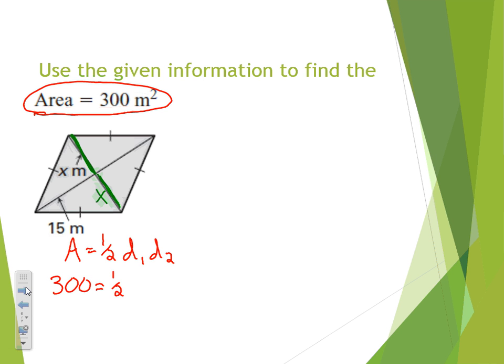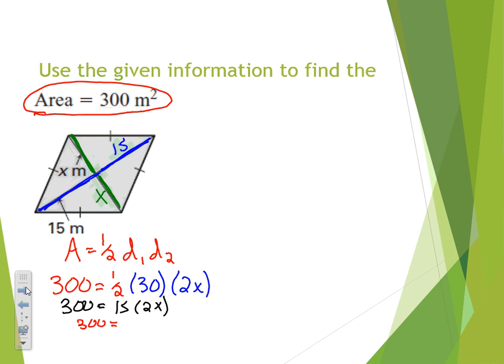Do the same thing here. This right here is 15. This side over here is also 15. So my diagonal 1 is 30, and my diagonal 2 is 2x, because I have 2 of them. x plus x is 2x. Now I'm going to go ahead and simplify this. I'm going to get 300 equals 15 times 2x. Now I can combine my 15 times 2x, so I get 300 equals 30x. Divide both sides by 30, and x equals 10 meters.